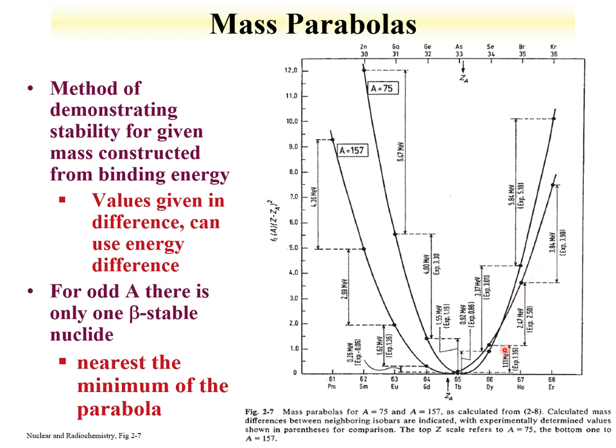So what this shows is it's a way of plotting the energy from one isotope to another. It also clearly identifies those stable isotopes. Those are at the bottom of the mass parabola. And for odd A isotopes, there's only one beta stable. And for even A isotopes, sometimes there'll be multiple beta stable isotopes.